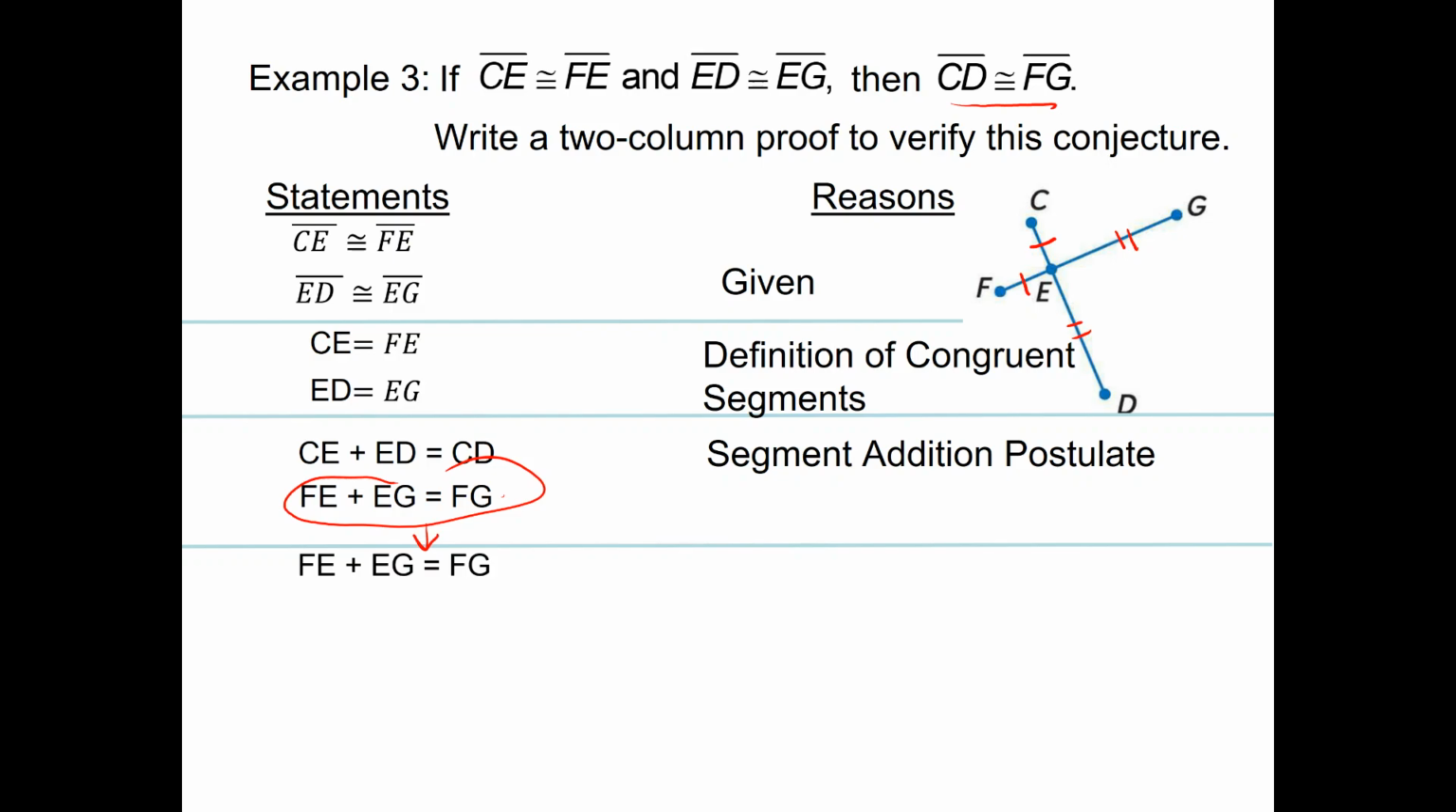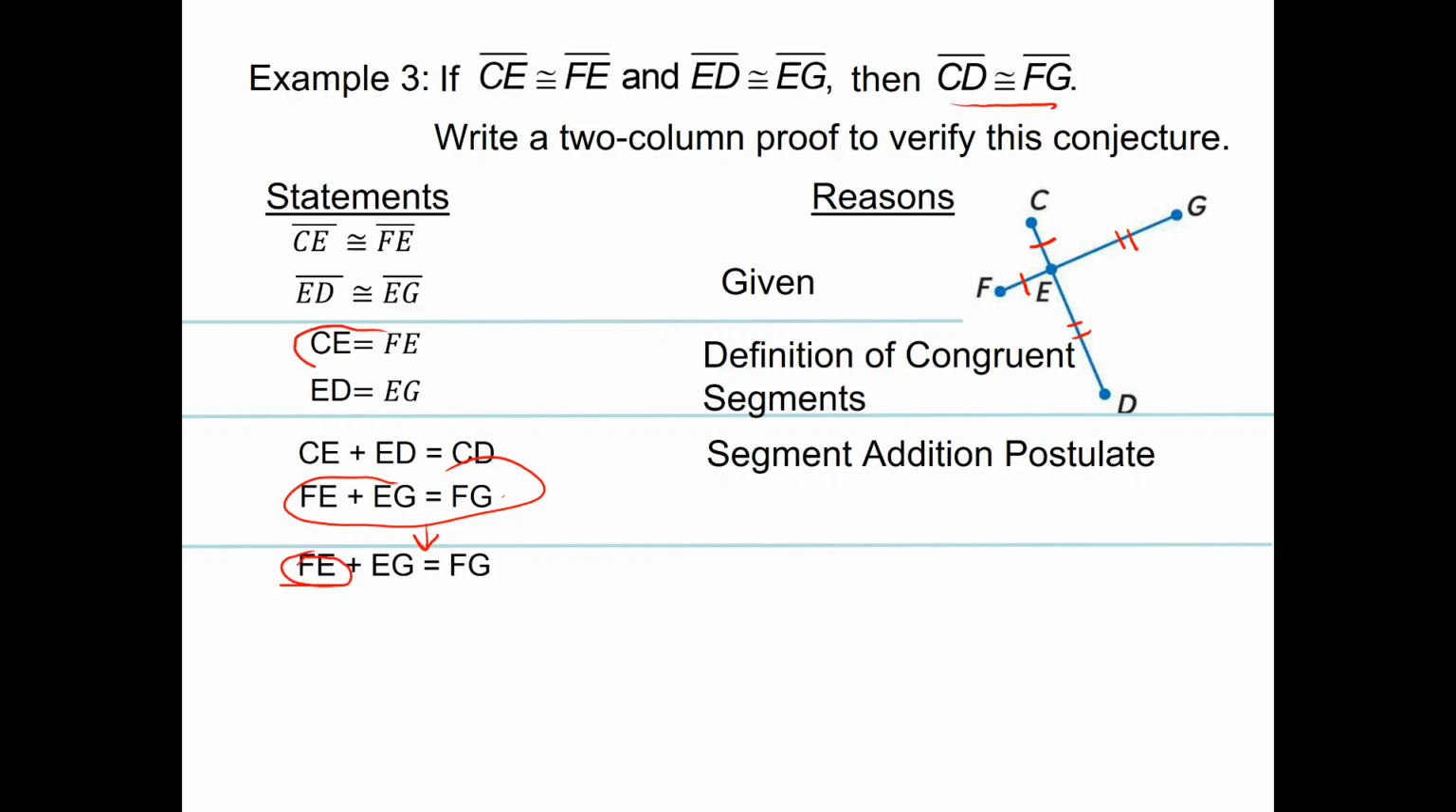Now, if you're doing this in pen, you might want to wait a second because there's going to be some erasing that essentially happens here. I'm going to do some substitution because what I want to do in the end is show that CD equals FG. I've got to somehow convert this statement to something that's going to allow me to get CD over on the left-hand side. Now, I'm going to look for FE somewhere in here.